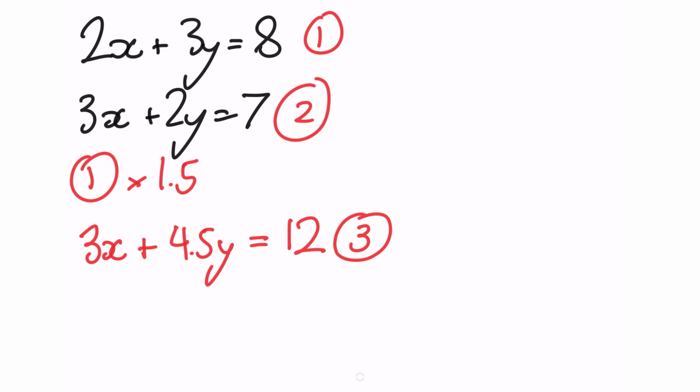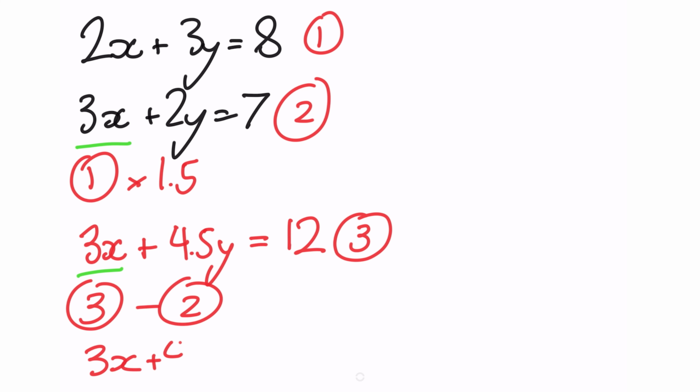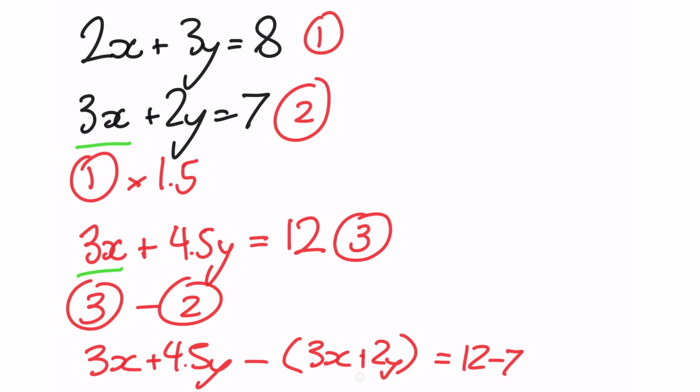Now, as you can see, they're both 3x. So I will subtract the second equation from the third equation. And I'll get 3x plus 4.5y minus 3x plus 2y will equal 12 minus 7. So we'll bring that up to the top. What that'll become, the 3x's will cancel out. We'll get 2.5y equals 5.